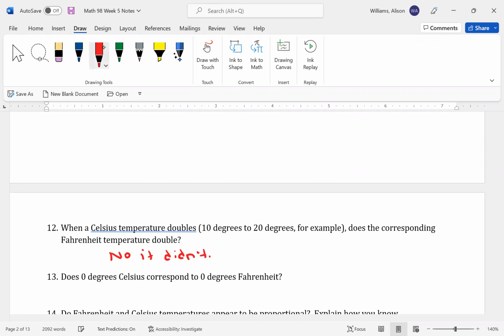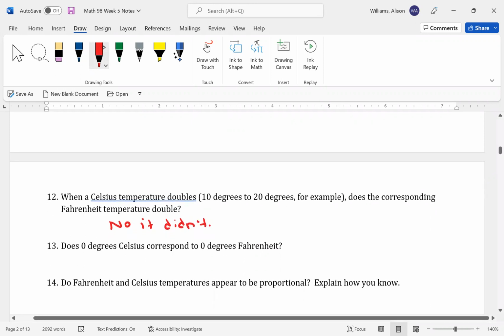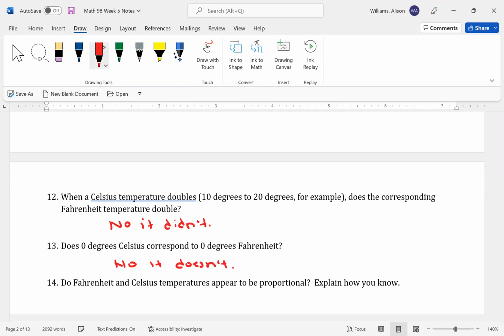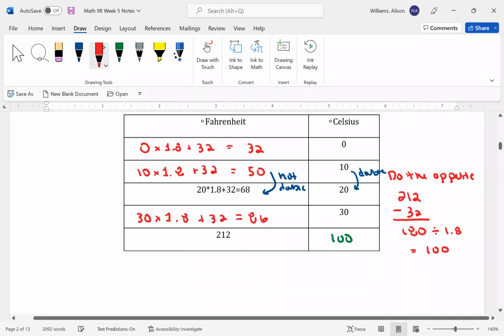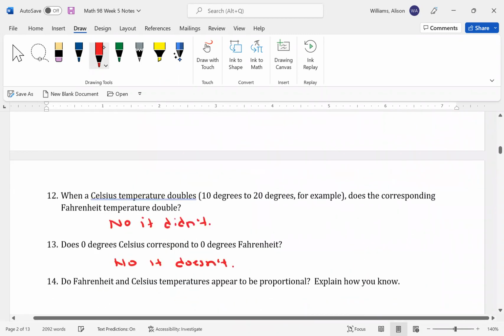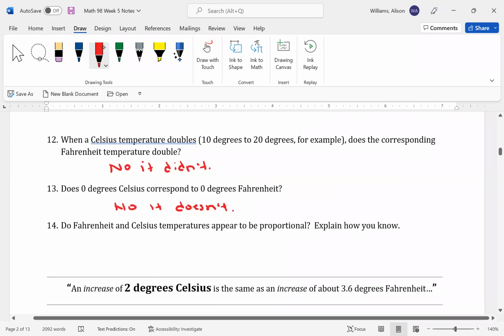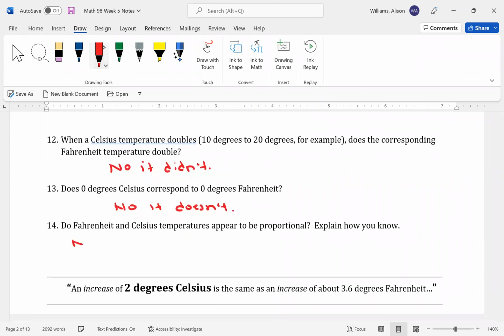Does 0 degrees Celsius correspond to 0 degrees Fahrenheit? Nope, it doesn't. They talked about that in the picture. 0 degrees Celsius corresponds with 32 degrees Fahrenheit. All right. So are they proportional? The answer is no, not based on what we talked about previously.